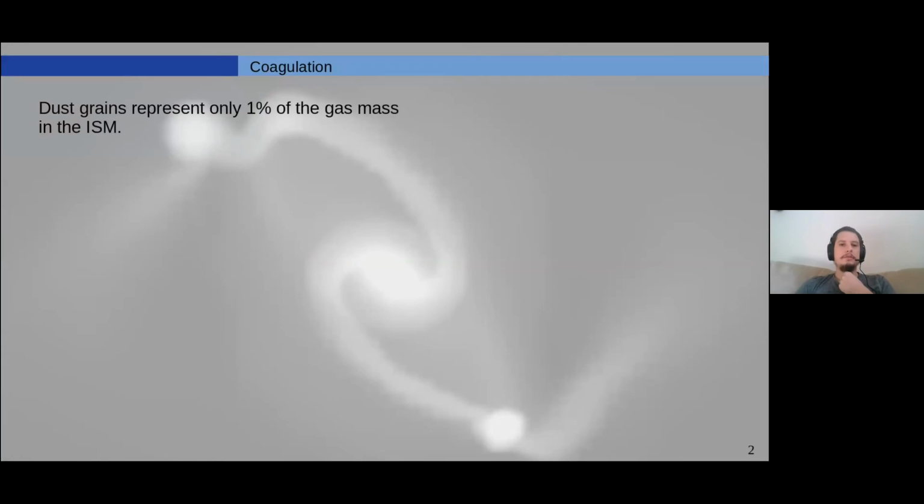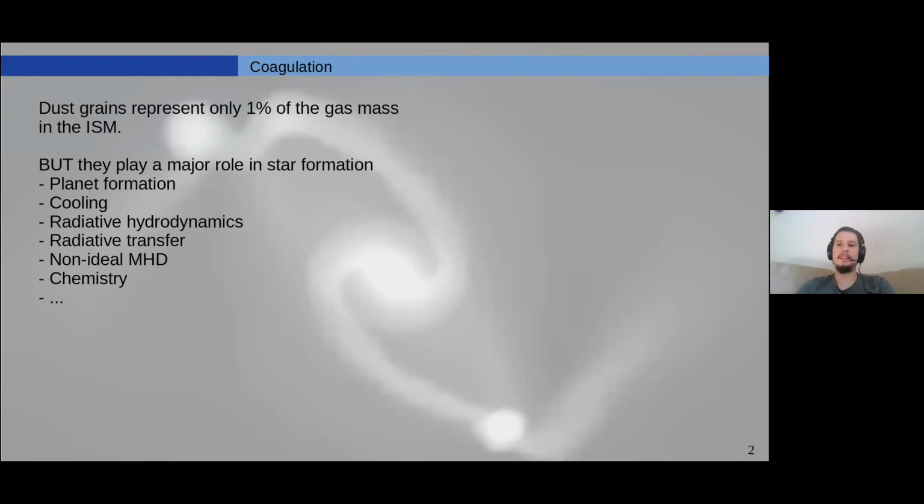So as you may know, those grains represent about 1% of the gas mass in the ISM. But despite being only 1%, they are very important, particularly during star formation. For example, for planet formation, including radiative hydro and transfer, non-ideal MHD, or chemistry. So they are involved in many processes.